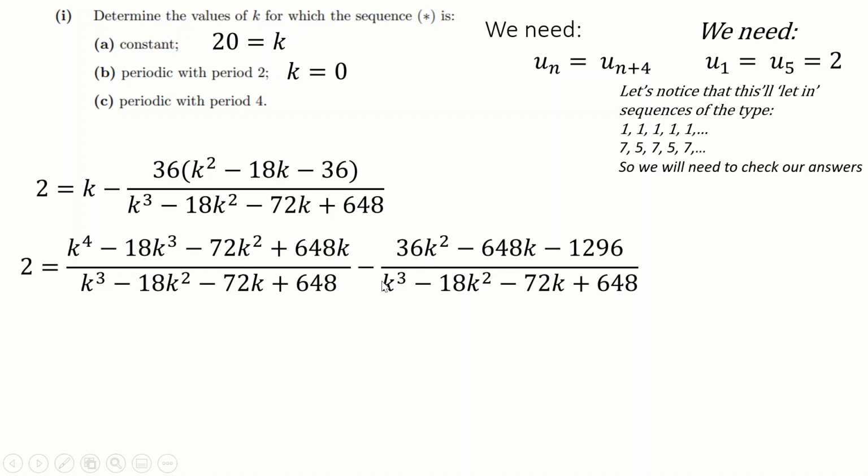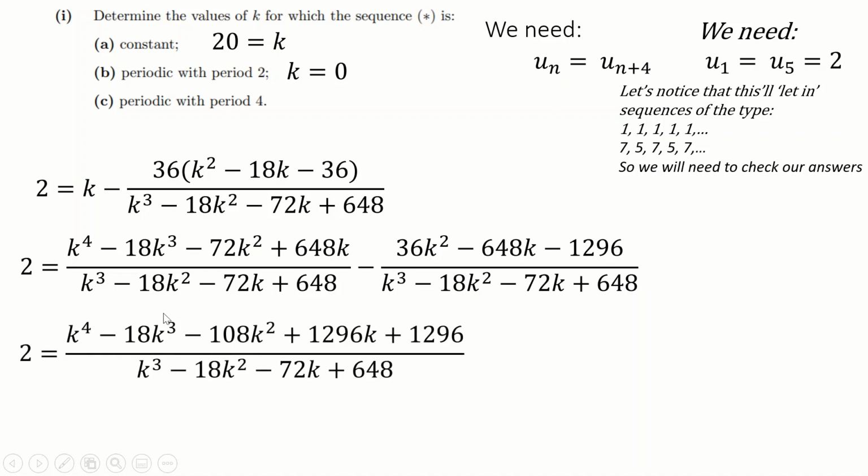Now I have a common denominator, which means I can just add the numerators. Now be careful again with this negative sign. Be really careful. You don't want to make mistakes there. You've got k to the 4. This is the only cube, so that's fine. Minus 72k squared minus 36k squared is that. 648k minus 648k, well, that's just 2 lots of 648, which I've already ascertained as that, so I can just put that in there. And then I've got a minus 1296, which is that, over that same denominator there.